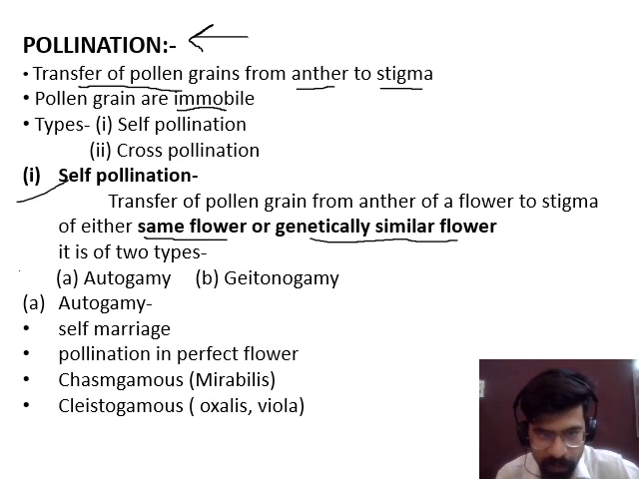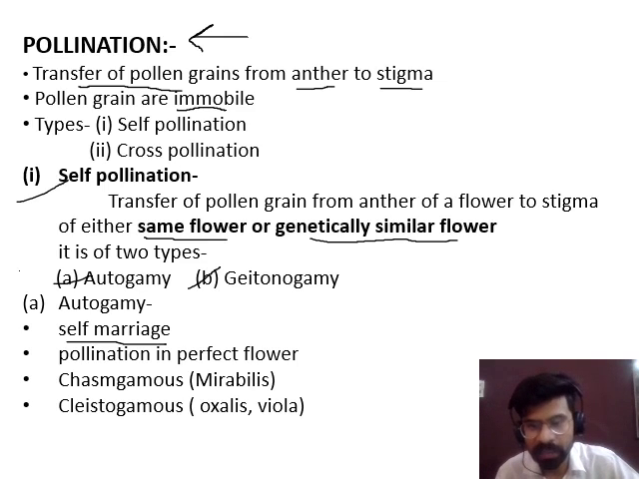Self pollination is of two types. First is autogamy and second is geitonogamy. Auto means self. Gamy means fusion or marriage. So in autogamy, self marriage takes place. It means if a plant contains different flowers, the pollen grain from the same flower lands on the stigma of that same flower of the same plant.